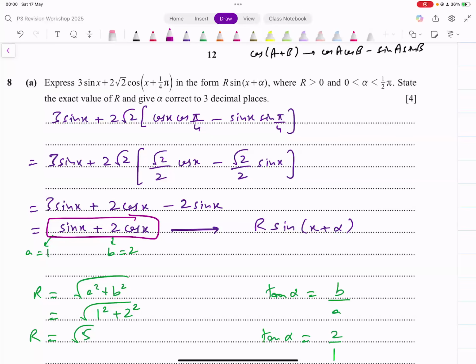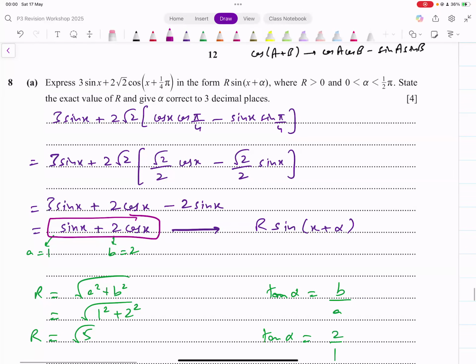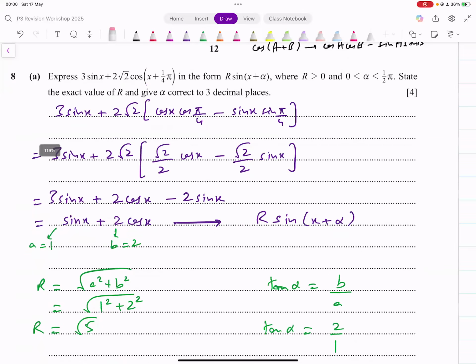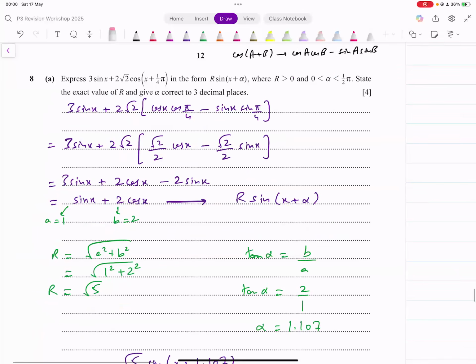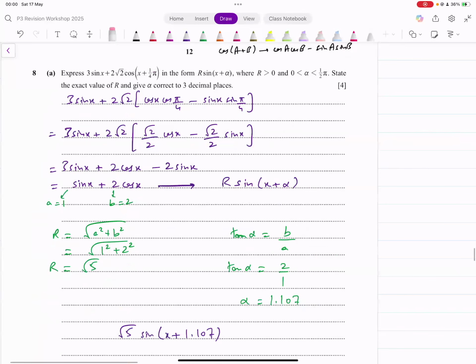Once you've got this, now you can say it is the standard form. You want to convert it to r sine of x plus alpha. Now you can use the formulas. R is equal to square root of a squared plus b squared. Tan alpha is b over a. And then that gives you that form that you wanted there.